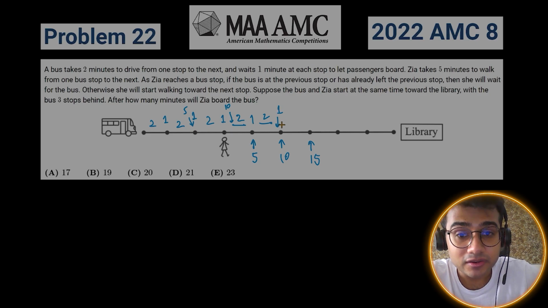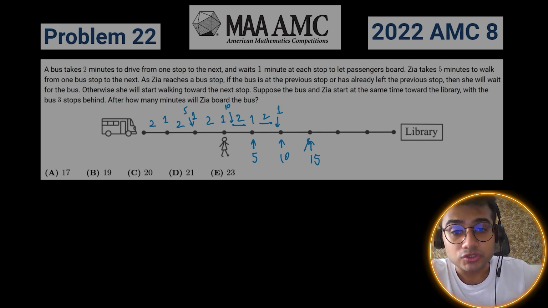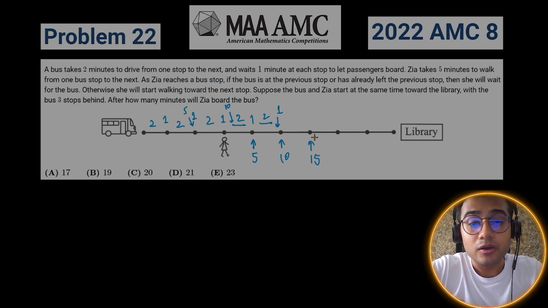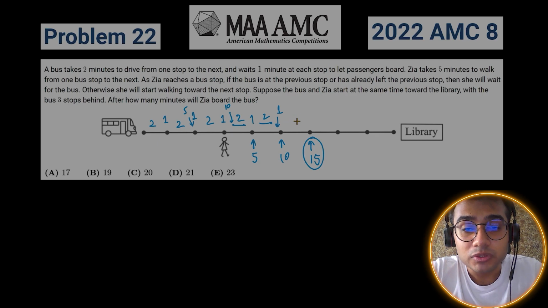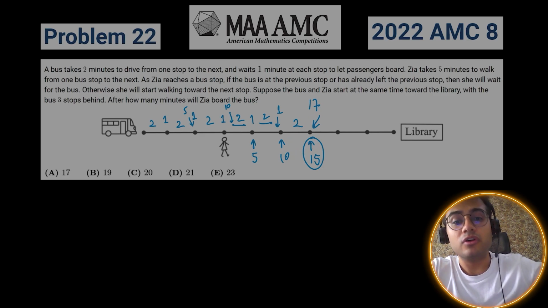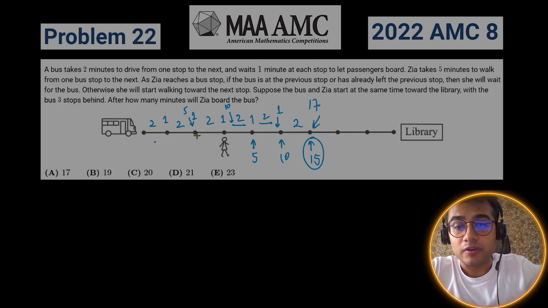So at 15, the bus is about to leave the stop, and at 15, Zia just reached this stop. So since the bus is at the previous stop, Zia will wait here because at 15 the bus is here, right? So therefore Zia will wait, and then the bus will get there in 2 more minutes. So at 17 minutes, the bus will be here, and you can check if the bus will be there or not in 17 minutes actually. So 2, 3, 4, 5, 2, 3, 4, 5, 6, 7, 8, 9, 10, 11, 12, 13, 14, 15, 16, 17, and at 17 it's here.